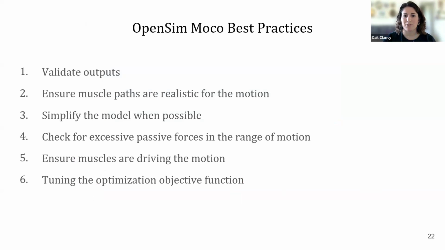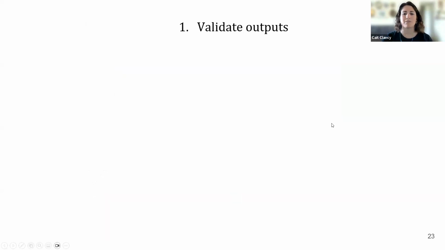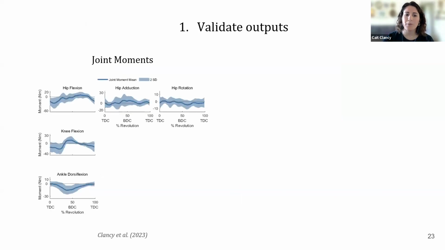Today, we're going to be talking through several best practices when using OpenSim Moco. The first one is validating outputs, which we will start with right now. It is really important to validate all outputs when running simulations, especially outputs that are used as inputs later in the pipeline. One way we did that was looking at joint moments. Although joint moments weren't a direct part of the pipeline that I just shared, in my mind, they were absolutely an important part of our pipeline in terms of validation and verification of our model.